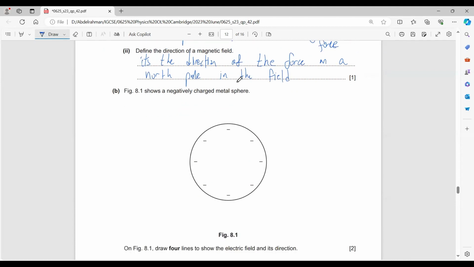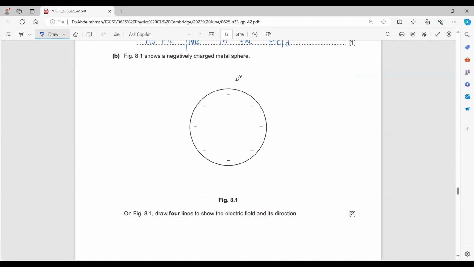For example, this is a negatively charged metal sphere. Draw 4 lines to show the electric field. Easiest 2 marks in the exam. The arrows would be going in, exactly, towards the sphere. Moving in towards the sphere. That's it.